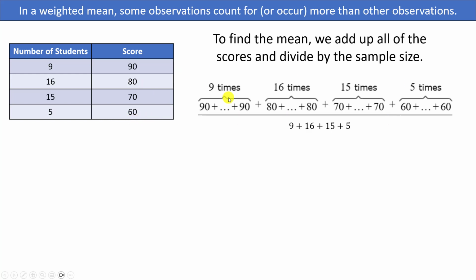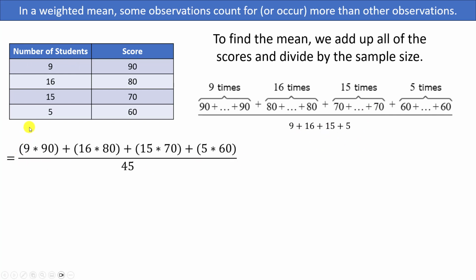If you wanted to see this written out, we have something like this. We have 90, 9 times, we have 80, 16 times, 70, 15 times, and 60, 5 times. So we really have to add up each of those the appropriate number of times in our numerator of the mean formula. And then we have to divide by our total sample size, which is just adding up all of the numbers of students. So that's 9 plus 16 plus 15 plus 5.